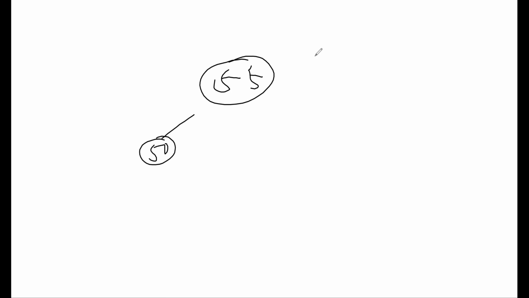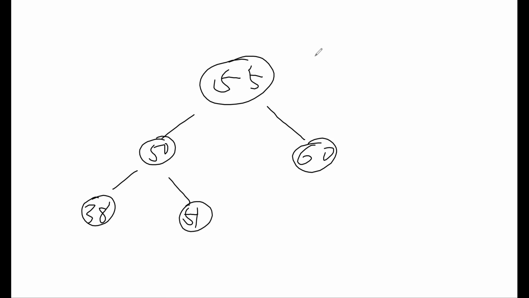So the binary search tree search concept, we already kind of understand it. Let's draw another tree to see if we can do it. Suppose we have this tree: 55, and then we have 50, and then 60 here, and we have 38, and we have 51 here. Suppose the tree already exists. And then 65.